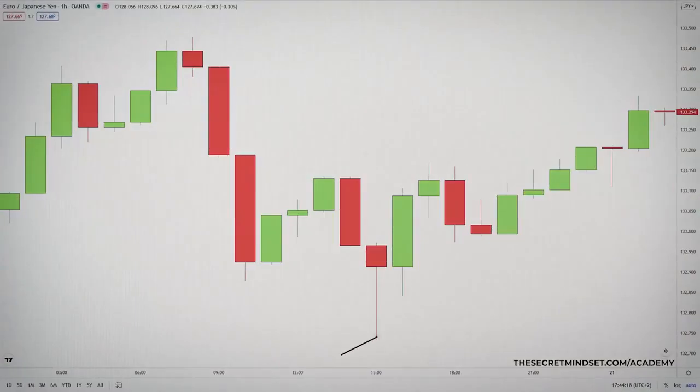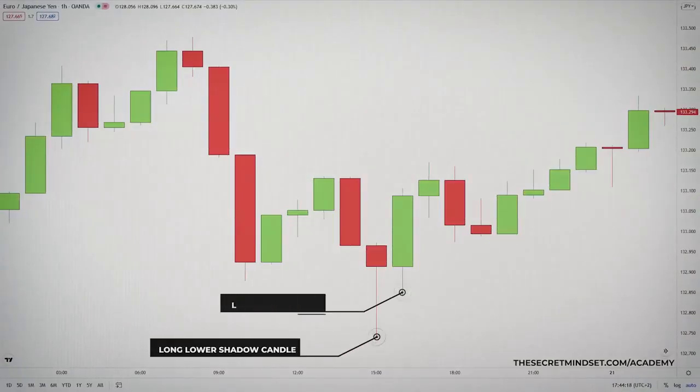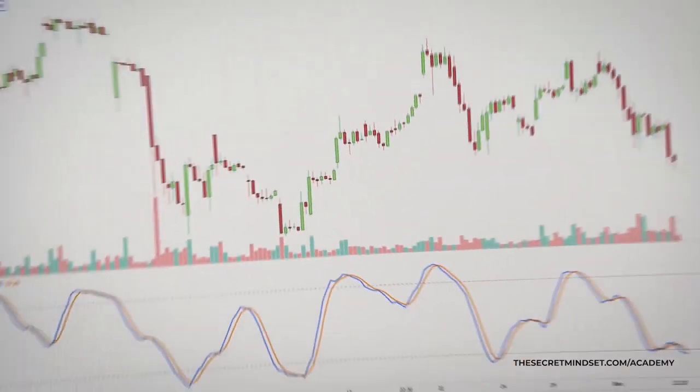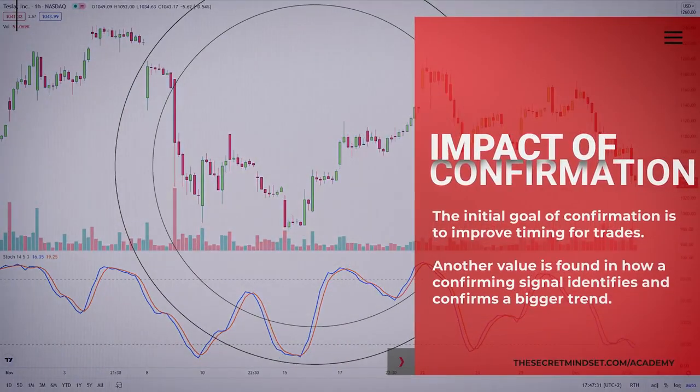A confirming indicator may also consist of a second sign of the same type. For example, an initial candlestick reversal may be followed by an equally strong but different candlestick, revealing the same potential. When this occurs, the reliability of the dual signal is much stronger. So the initial goal of confirmation is to improve timing for trades. Another value is found in how a confirming indicator identifies and confirms a bigger trend.